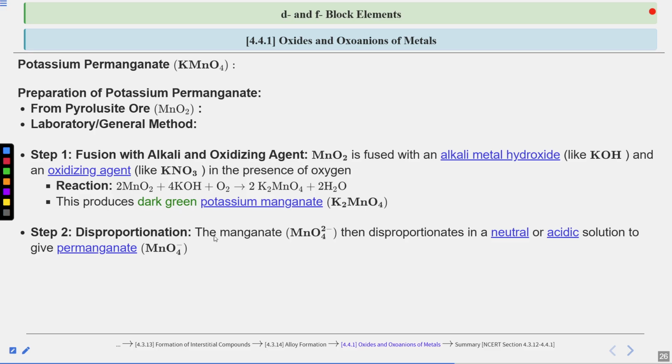Step 2 includes the disproportionation of the manganate ion, that is MnO4 2 negative, which disproportionates in a neutral or acidic solution to give the permanganate ion, that is MnO4 negative. So the reaction includes 3 MnO4 2 negative, the manganate ion, disproportionating in acidic solution, adding 4 protons, giving us 2 MnO4 negative plus MnO2 plus 2 molecules of water.